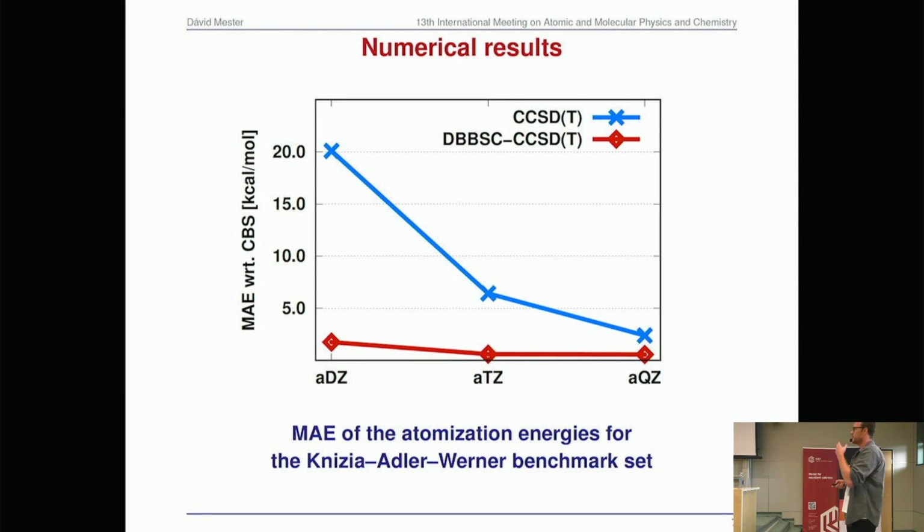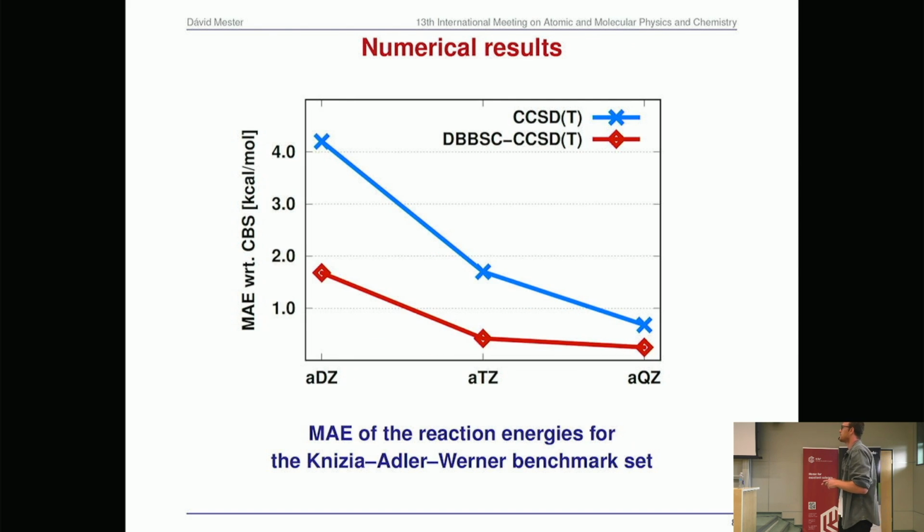And a few words about the performance. We calculated different thermochemical quantities for a well-known benchmark set, and these values were compared with the complete basis set limit. For the atomization energies, we can see that drastic error reduction is achieved with the double zeta basis sets, while significant improvements are realized for the triple zeta basis sets.